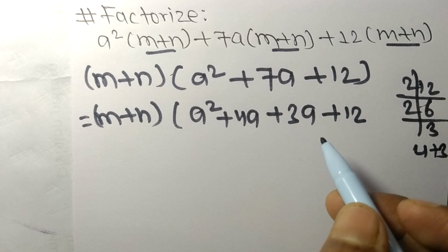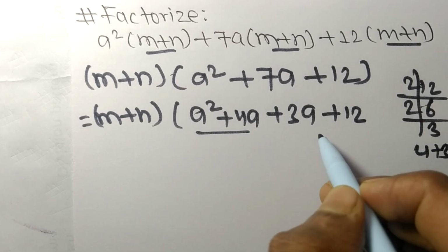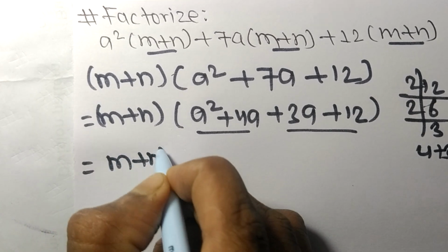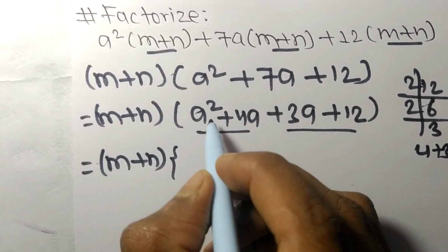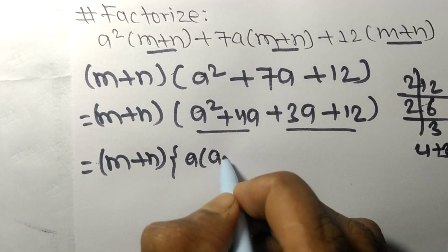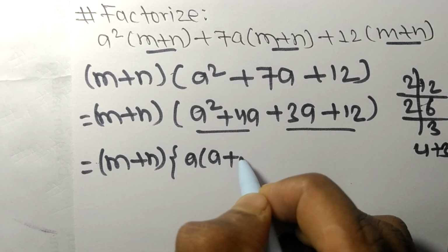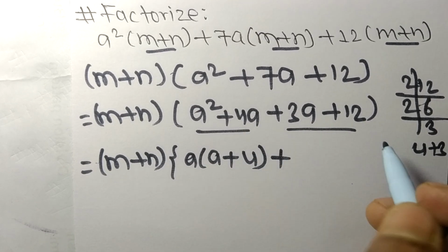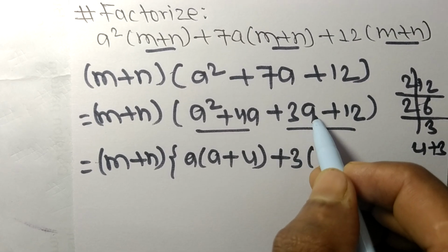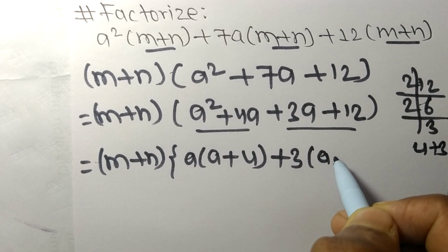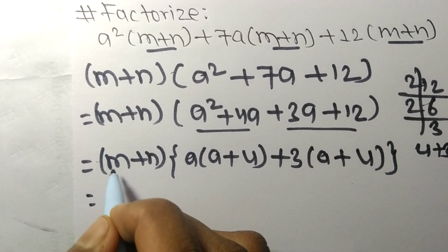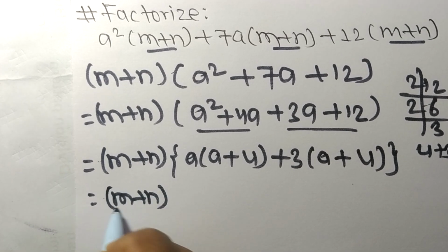So now we find the common factor in both the first expressions and both the last expressions. So m plus n is the same, and here the common factor in these two is a. So the remaining in the first is a plus 4, since a already came. Like as, the common factor in these two is 3. So remaining here, since 3 already came, is a plus 3 times 4 makes 12. So m plus n is the same.